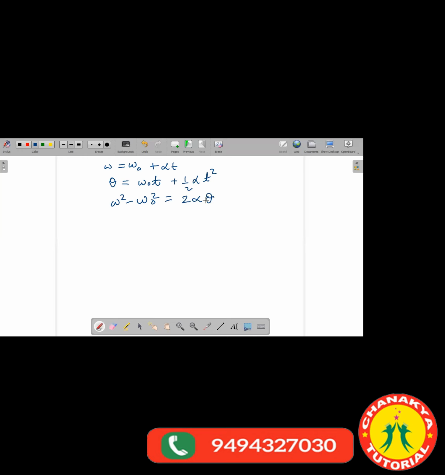What do you mean by alpha over there? Alpha is the angular acceleration. How fast it is increasing its angular velocity. So if an object is moving in a circle, suppose it starts from zero angular velocity, then it increases its angular speed. So if it is increasing its angular speed, how fast is it increasing its angular speed?